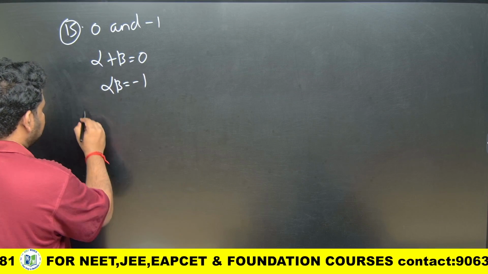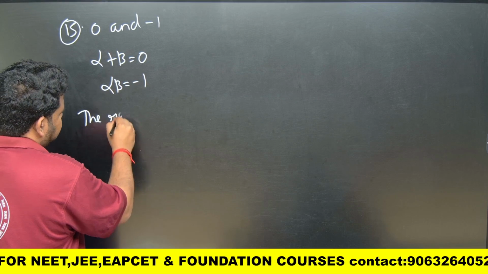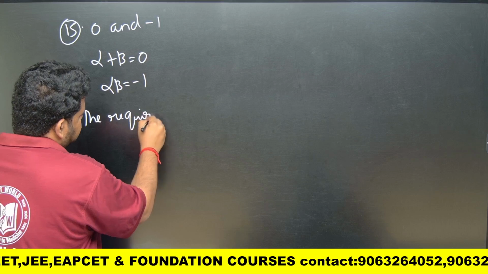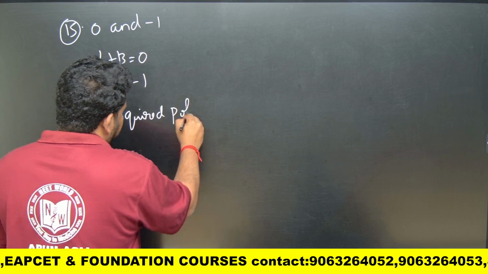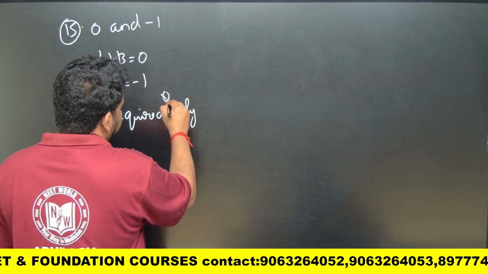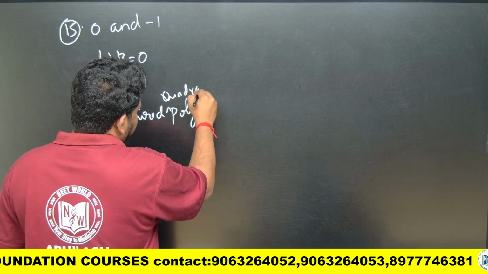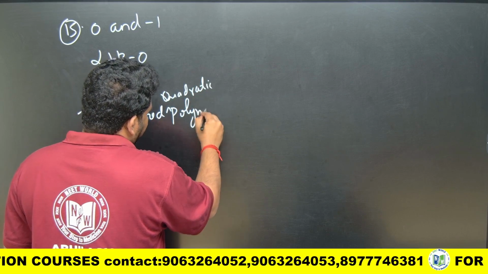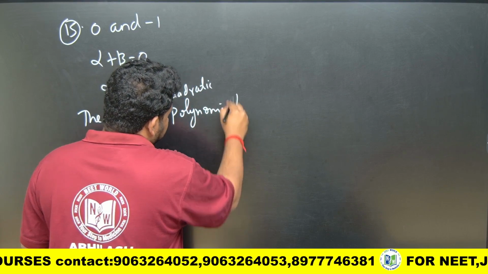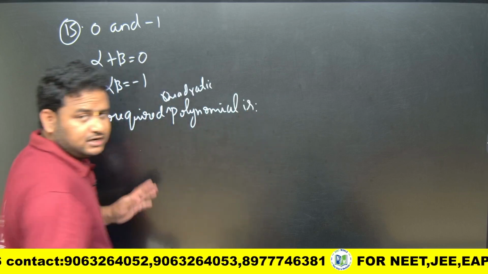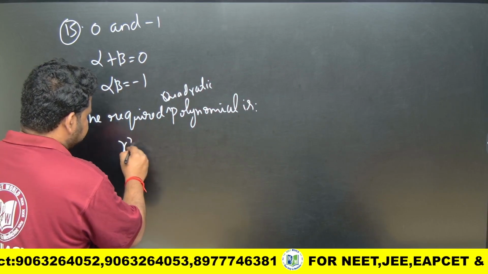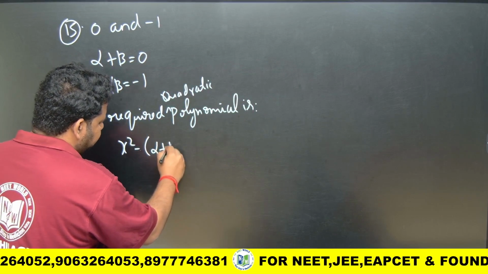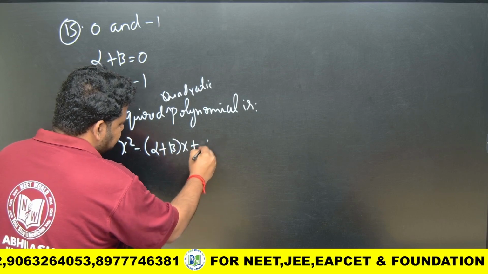So the required quadratic polynomial is, what we should write? The required quadratic polynomial, very important to write this. The required quadratic polynomial is, so it is of the form, which form? X square minus alpha plus beta x plus alpha beta, correct?